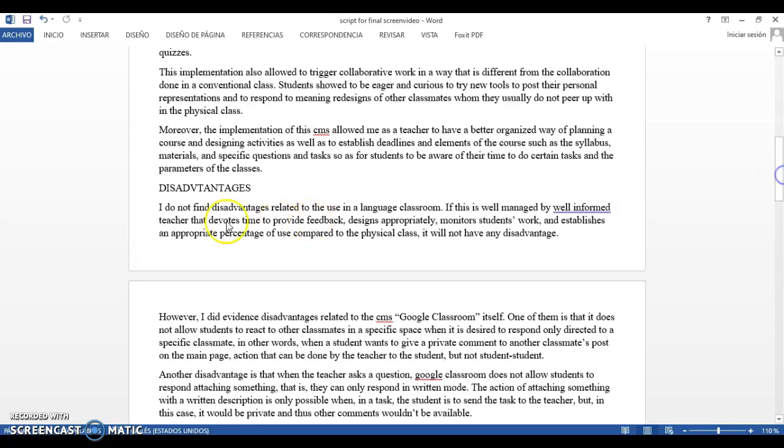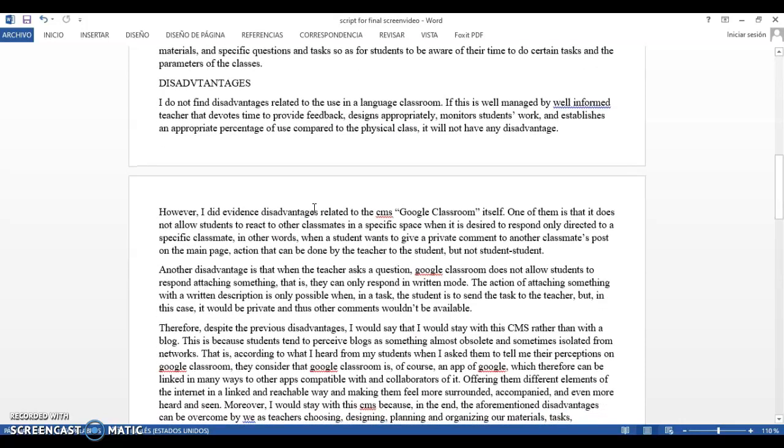What are the disadvantages? Well, I didn't find any disadvantage related to the use in the language classroom. Maybe if this is well managed by well-informed teachers, they devote time to provide feedback, design appropriately, monitor students' work, and establish an appropriate percentage to use compared to the physical class, it won't have any disadvantage.